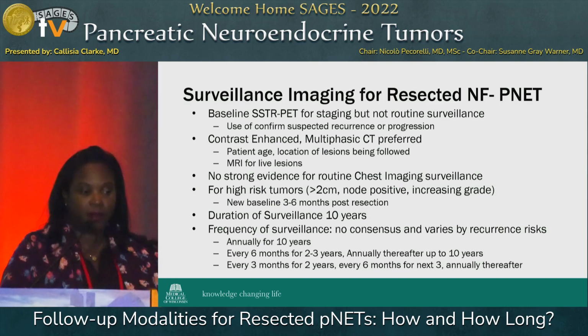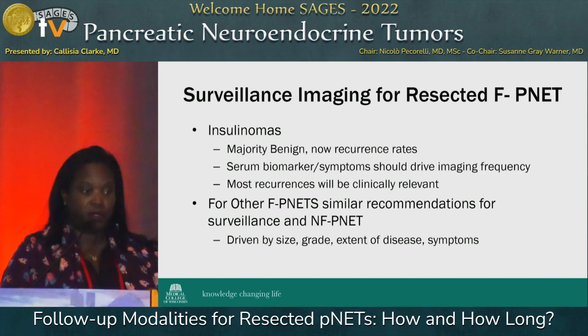Again, I think the most important thing to remember is most patients will recur within 5 years, and about half of them will do so within the first 2 years. So I think paying close attention to high-risk patients in those first 2 years is really important.